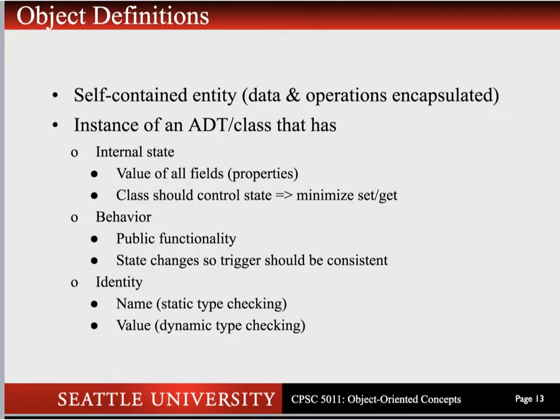So in terms of an object definition, an object is a self-contained entity that has data and operations encapsulated, an instance of an ADT or class that has internal state, so the value of all the fields or properties, and the class should control that state by minimizing sets and gets.